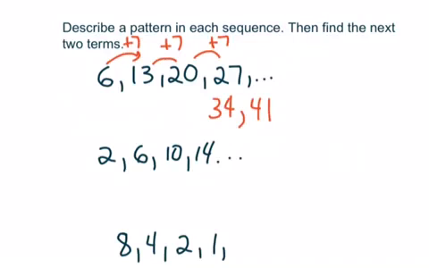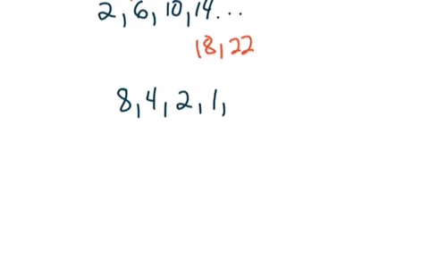Okay, in the next pattern, it looks like we are adding 4, adding 4, adding 4, so the pattern is add 4, and the next two terms are 18 and 22. Okay, in the next one, we're going 8, 4, 2, 1, so it looks like we're dividing by 2, divide by 2, divide by 2. So 1 divided by 2 is 1/2, and 1/2 divided by 2 is 1/4.